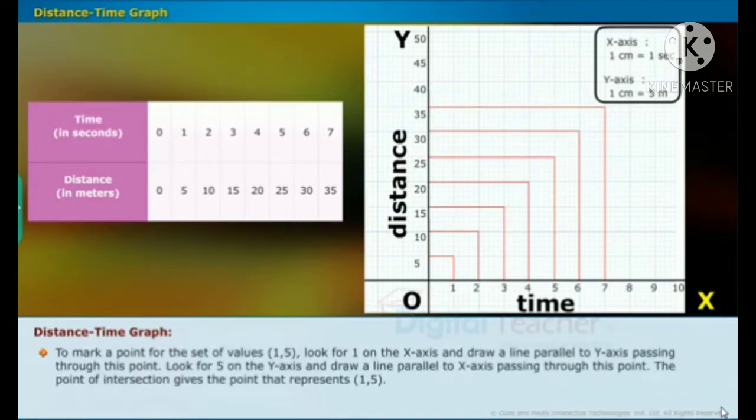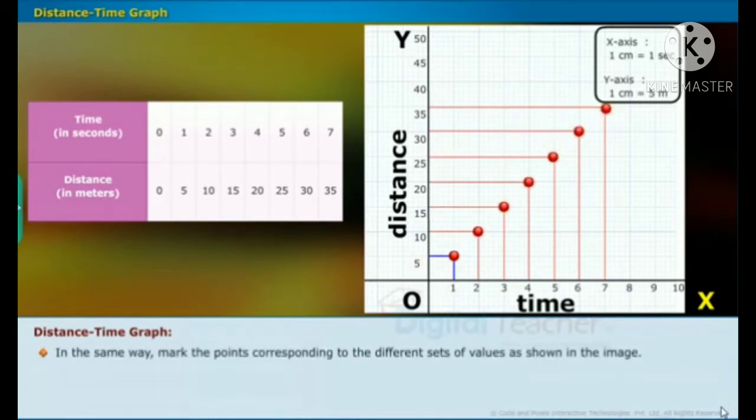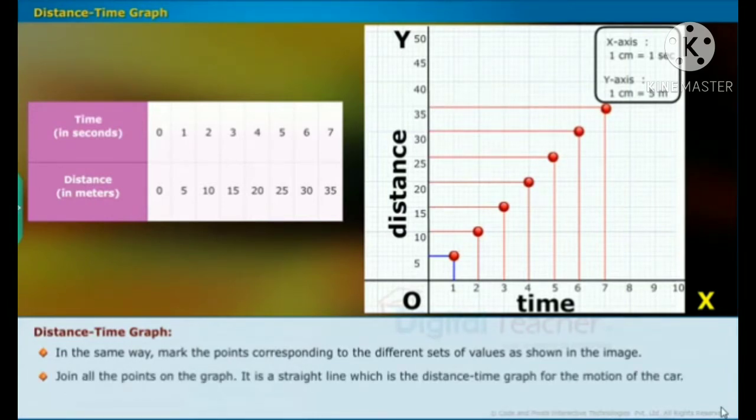To mark a point for the set of values (1, 5), look for 1 on the x-axis and draw a line parallel to the y-axis passing through this point. Look for 5 on the y-axis and draw a line parallel to the x-axis passing through this point. The point of intersection gives the point that represents (1, 5). In the same way, mark the points corresponding to the different sets of values as shown in the image. Join all the points on the graph. It is a straight line, which is the distance-time graph for the motion of the car.